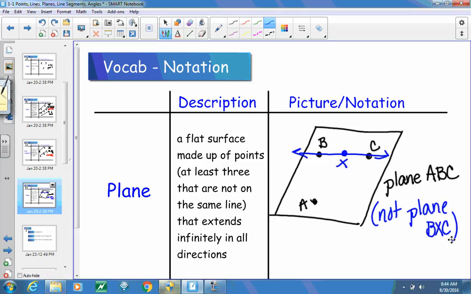And the reason I cannot do that is because B, X, and C, they are all on the same line. So they cannot be on the same line. It's just got to be 3 points on the plane.